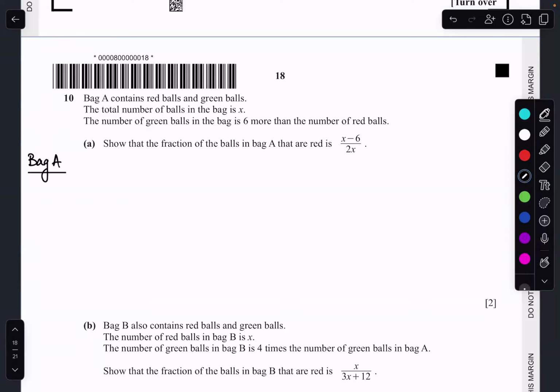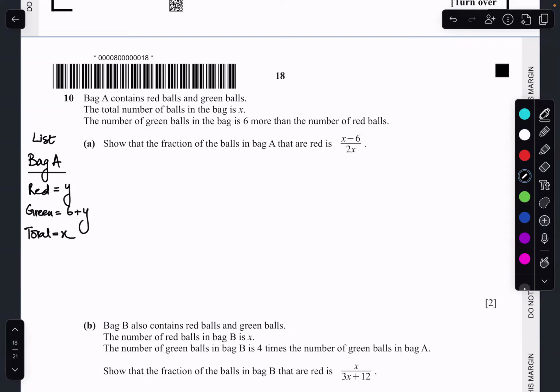Bag A listed down. Okay. So they're saying red. How many are red? Do we have that? No. They are saying that, okay, let's say that is Y because they have named the total as X. So if red is Y, then green is 6 more than that. So 6 plus Y. And the total should be X.